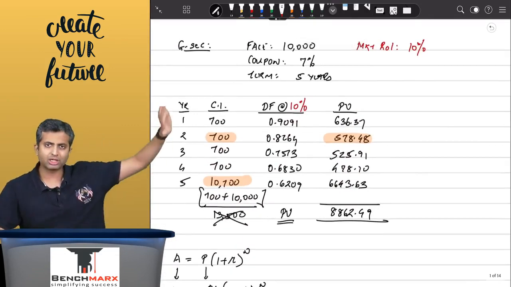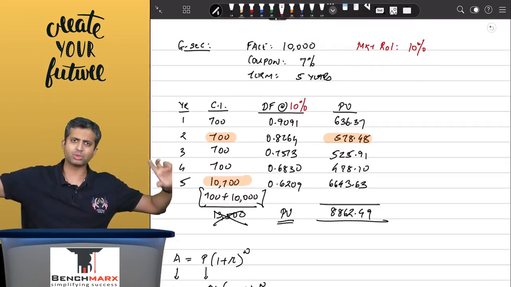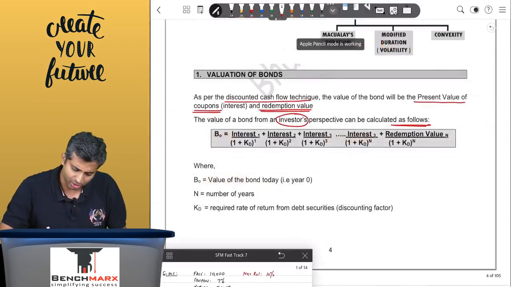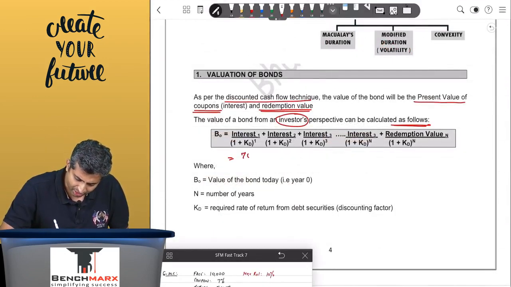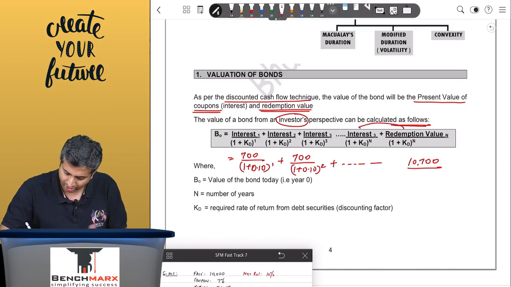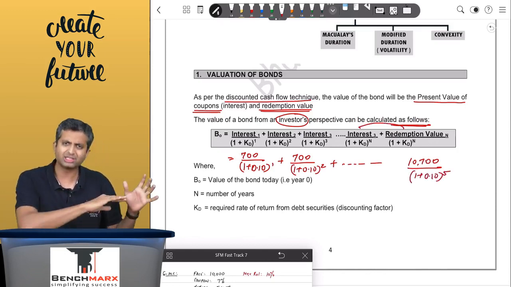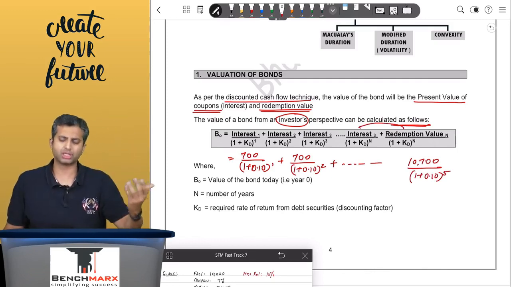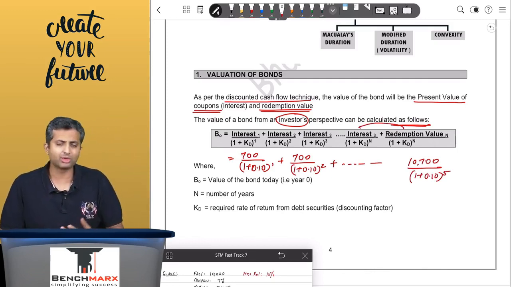Well, what I've written in a tabular manner over here is written in a formula way. So over here, it is like saying that the value of a bond today is 700 interest of the first year upon 1 plus 0.1 raised to 1, plus 700 of the second year upon 1 plus 0.1 raised to 2, and so on till you reach the last year, where you have 10,700, interest and the redemption value, both of them together, upon 1 plus 0.10 raised to 5. So rather than writing this in a horizontal format, we have written this on a vertical format, and as a result that will give you the value of a bond.